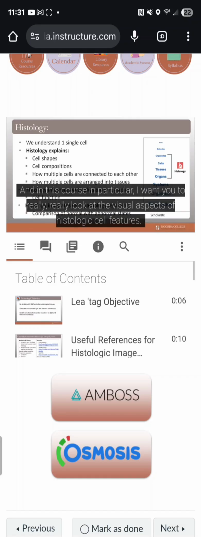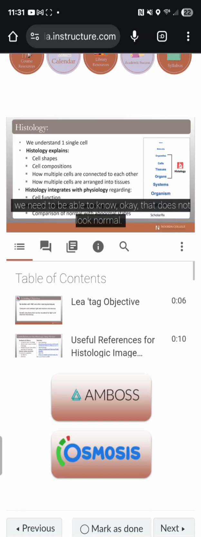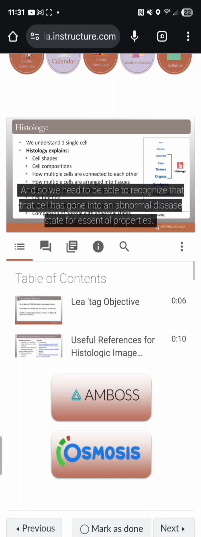In this course in particular, I want you to really look at the visual aspects of histologic cell features. It's very important to know the normal now, because when we get into pathology in the second year, we need to be able to know, okay, that does not look normal. We need to be able to recognize that that cell has gone into an abnormal disease state.